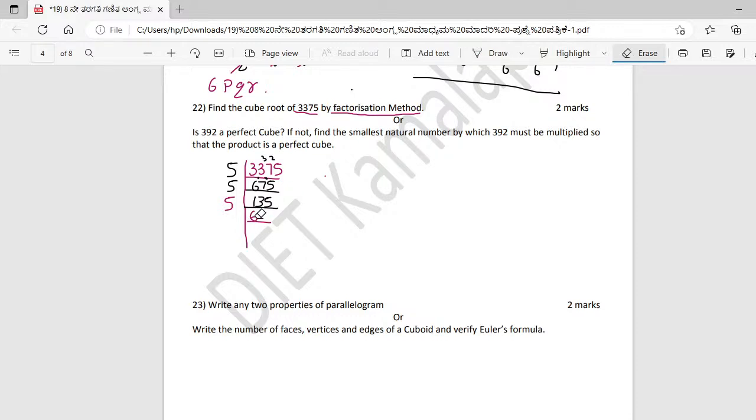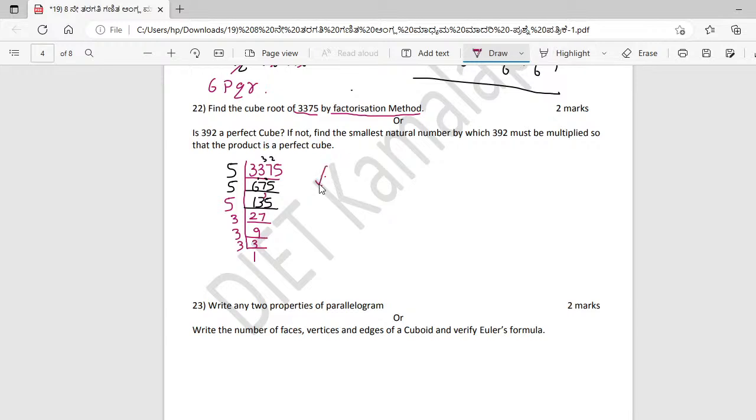5 2s are 10, 5 2s are 10, and 3 is remaining, that becomes 35, and 5 sevens are 35. Now from here it should be easy for you. That is 3 nines are 27, 3 threes are 9, last 3 ones are 3.